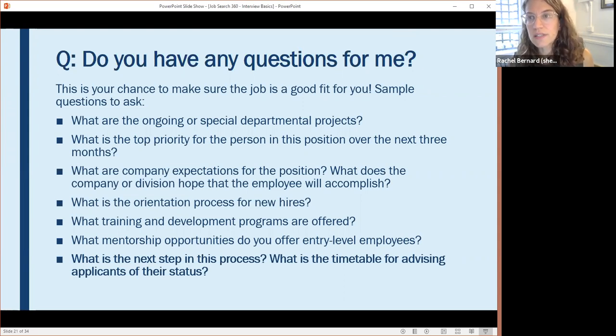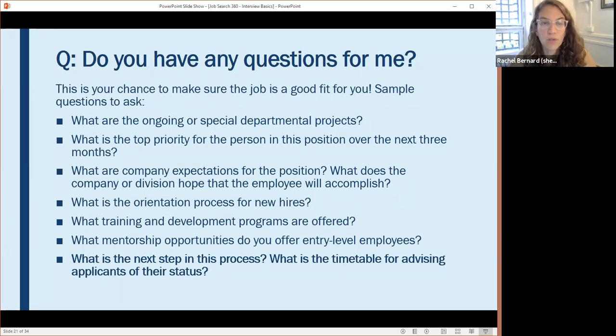You can say, oh, I saw on the website that the company is headed in this direction or has this strategic goal. Can you tell me more about that? Or can you tell me about how that would impact my work if I were to work here? It's nice to reference the website, but also ask questions that you actually have that would help you determine if this is going to be a good place to work.